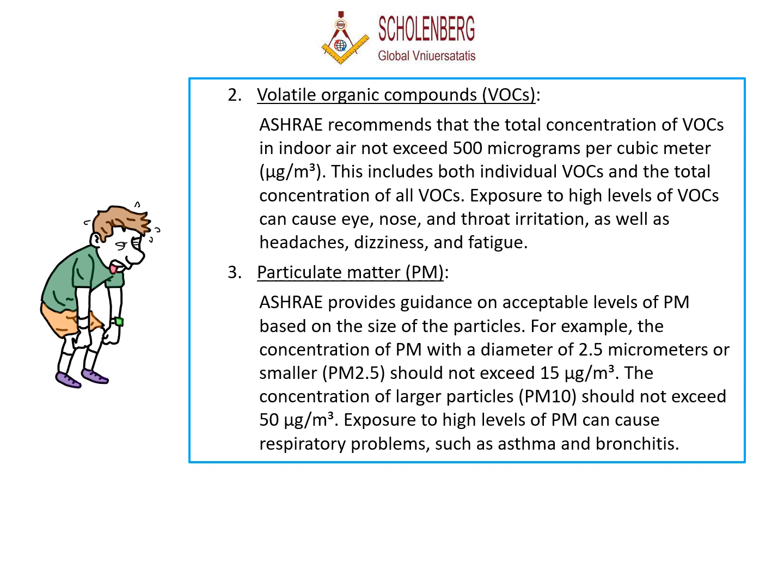3. Particulate matter, PM. OSHRI provides guidance on acceptable levels of PM, based on the size of the particles. For example, the concentration of PM with a diameter of 2.5 micrometers or smaller, PM 2.5, should not exceed 15 micrograms per cubic meter. The concentration of larger particles, PM10, should not exceed 50 micrograms per cubic meter. Exposure to high levels of PM can cause respiratory problems, such as asthma and bronchitis.